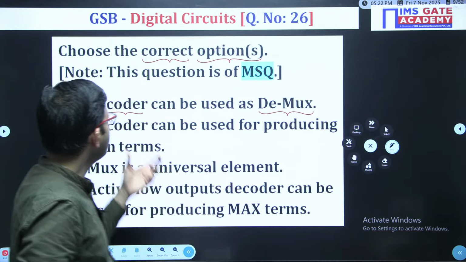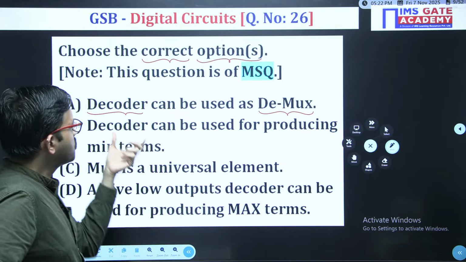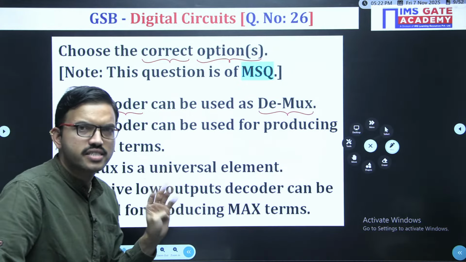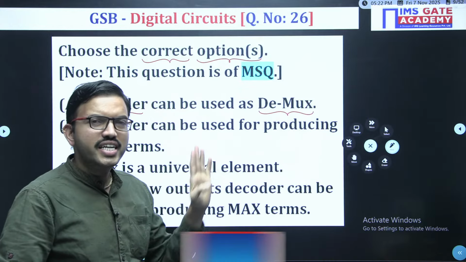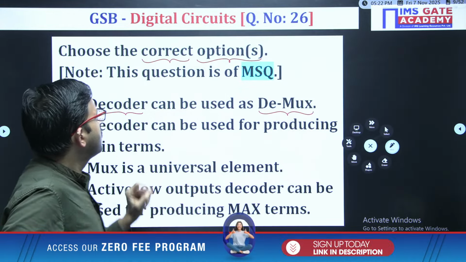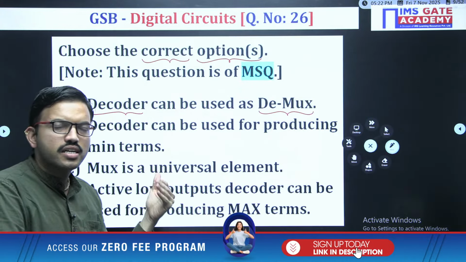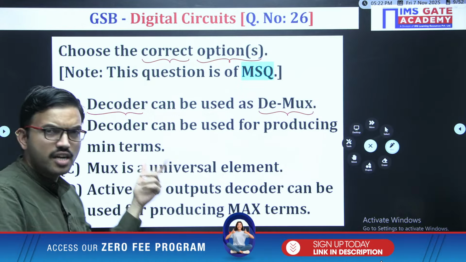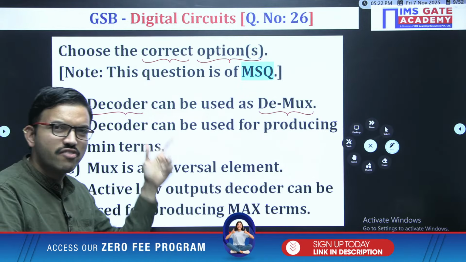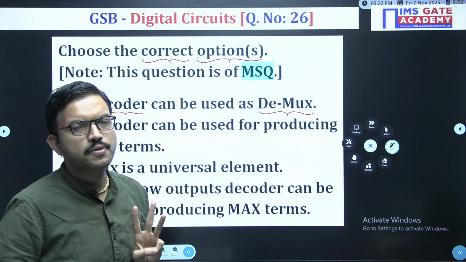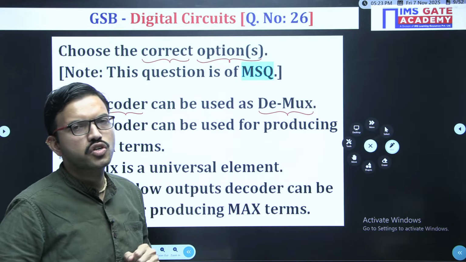For example, you can consider a 2 to 4 decoder. There you have internally 4 AND gates, and every AND gate has 2 inputs. Then if you consider enable also, for every AND gate you give a total of 3 inputs, and extra you may require 2 NOT gates.